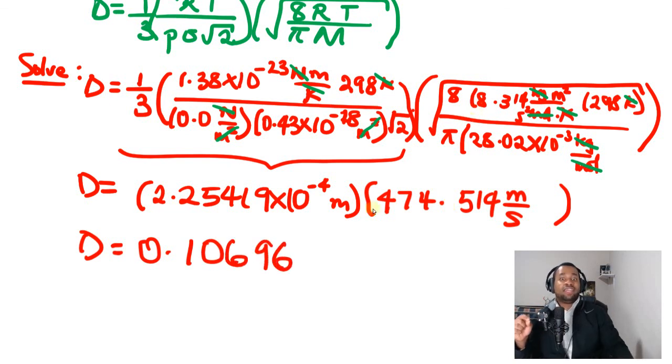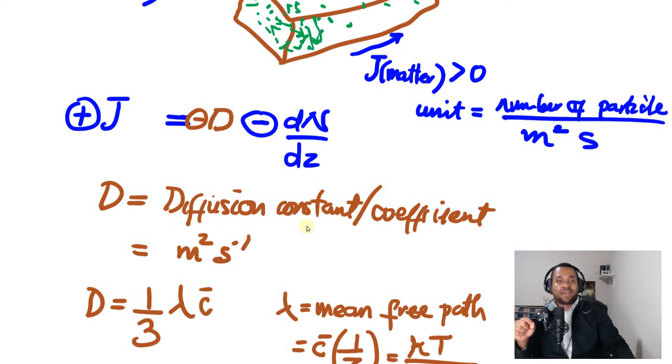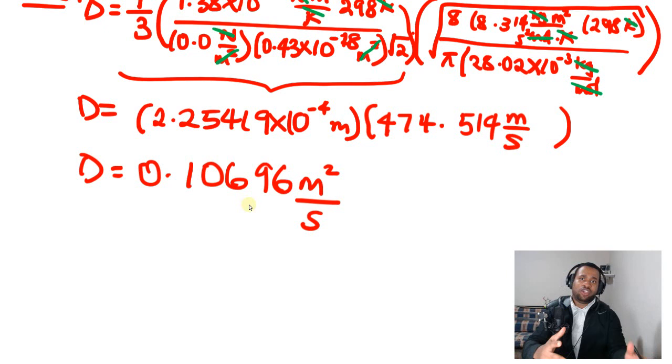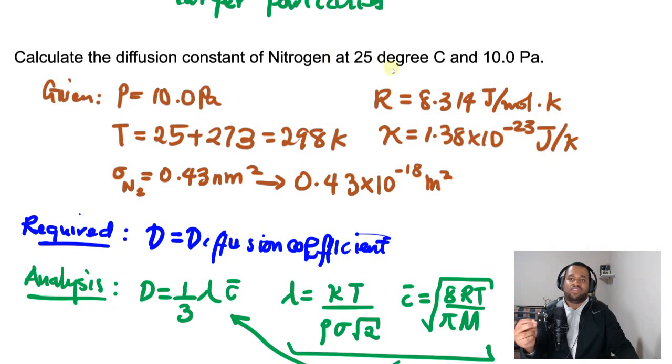We have 0.10696. In terms of the unit, meter times meter gives us our meter squared, and this will be over seconds, which is actually matching our specific unit that was expressed in the previous video. It is really remarkable to see how everything agrees really well with our solution, and in this solution we're able to rightly derive our diffusion coefficient of nitrogen gas at a specific temperature, which is 25 degrees Celsius, and at that particular pressure.